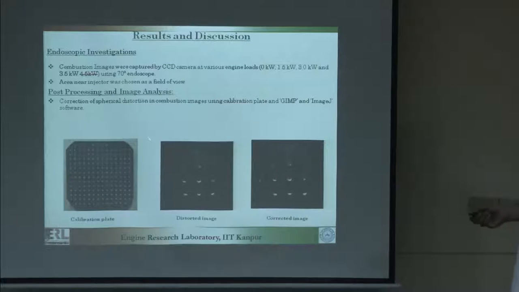This was the calibration that I was talking to you about. This is the calibration plate, and you can see if you just hold it nice and tight in front of you, you will see everything square and uniform. Once you put it inside the optical window or watch it through the endoscope, you will see that the whole situation is changed. So then you try to correct it, and when you correct it, this is the image. So this looks closer to this.